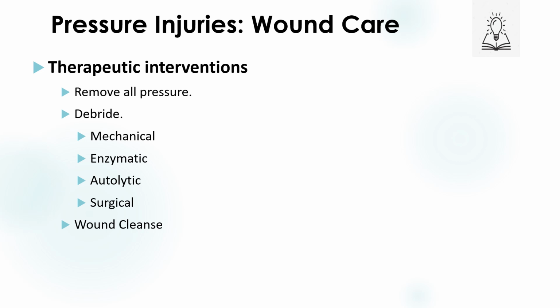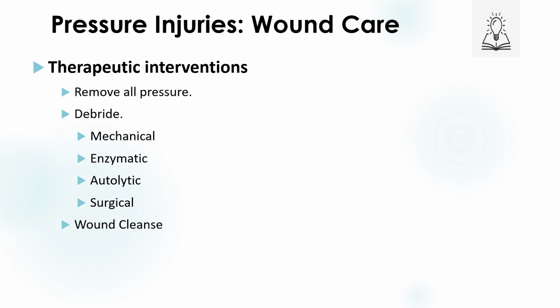The first and most crucial step in treating pressure injuries is to remove all pressure from the affected area. This can be achieved by repositioning the patient frequently, using pressure-relieving devices such as specialized mattresses or cushions, and ensuring the patient is not lying directly on the injury. As for debridement, this is a process of removing dead and necrotic tissue from the wound to promote healing.